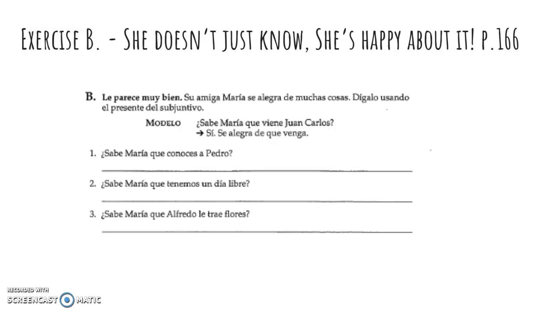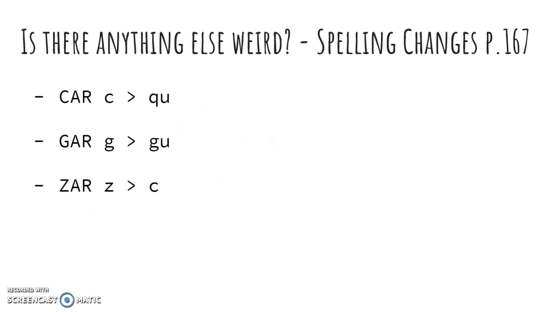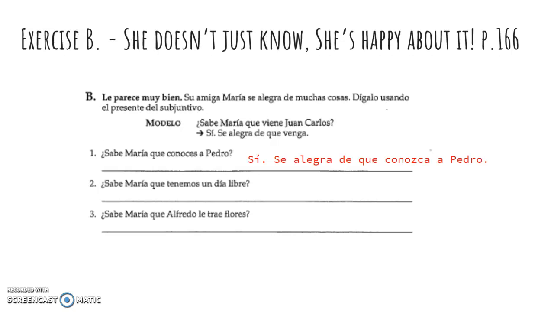So the first one is, ¿Sabe María que conoces a Pedro? Does Maria know that you know Pedro? And you're going to say, yes, she's happy that I know him. Here's what it looks like. Sí, se alegra de que conozca a Pedro. Yes, she's happy that I know Pedro. Okay? The next one says, ¿Sabe María que tenemos un día libre? Does Maria know that we have a day off? You're going to say, yes, she's happy that we have a day off.